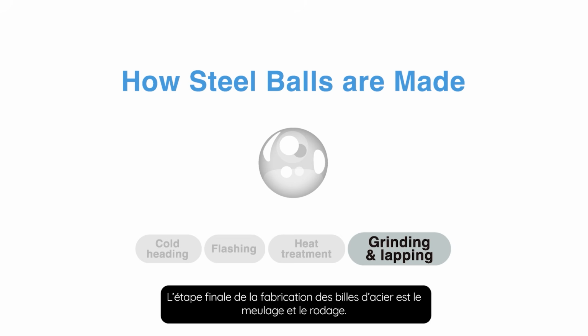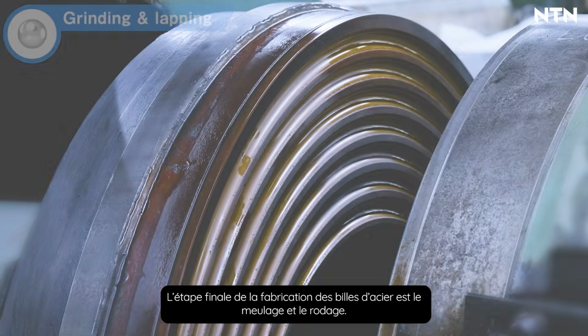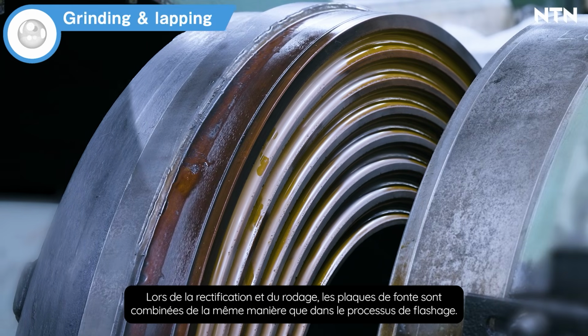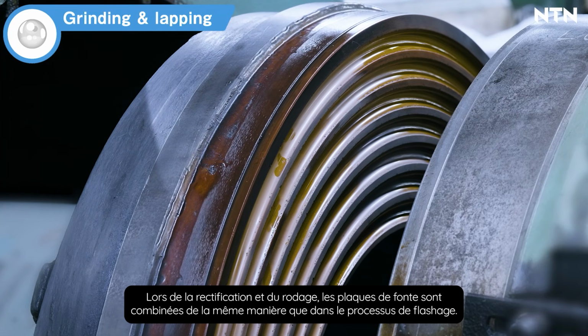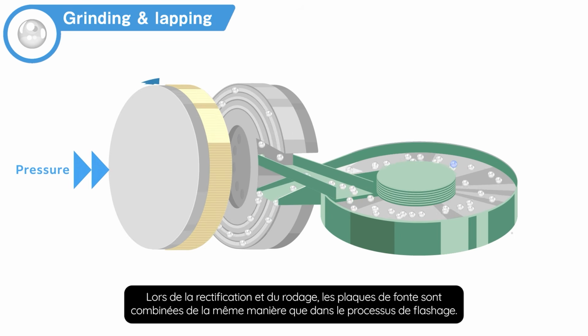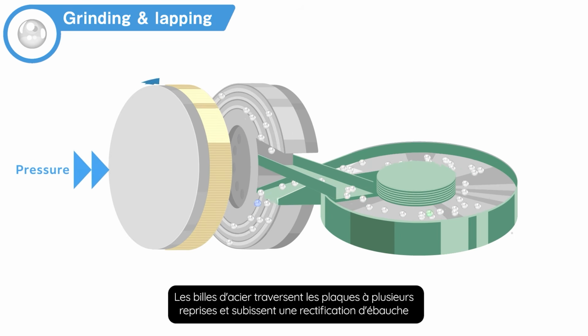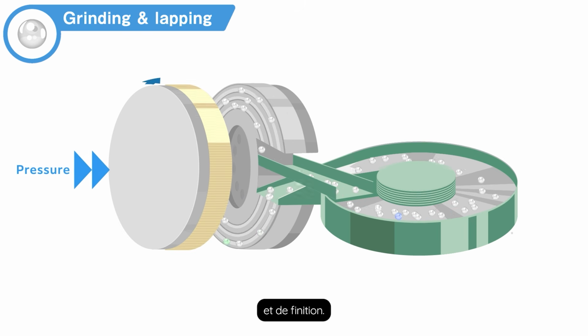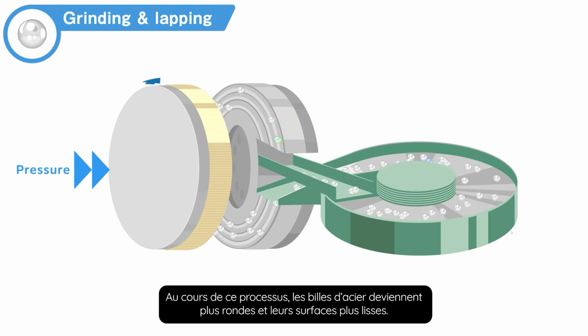The final stage of steel ball manufacturing is grinding and lapping. In grinding and lapping, grinding plates are combined in the same way as in the flashing process. Steel balls pass through the grinding plates multiple times, undergoing rough grinding and finish grinding. During this process, the steel balls become rounder and their surfaces smoother.